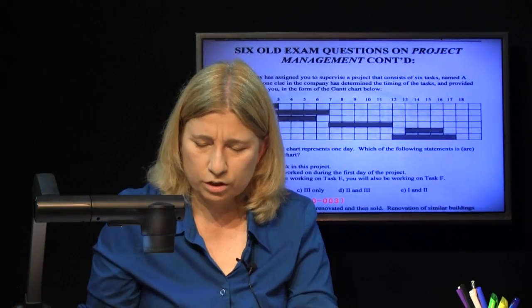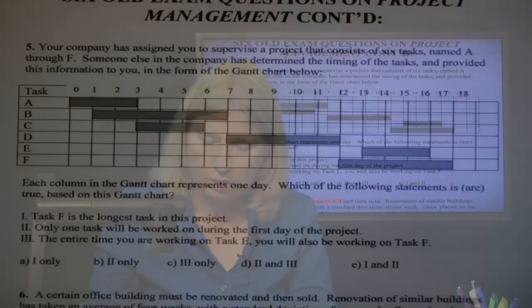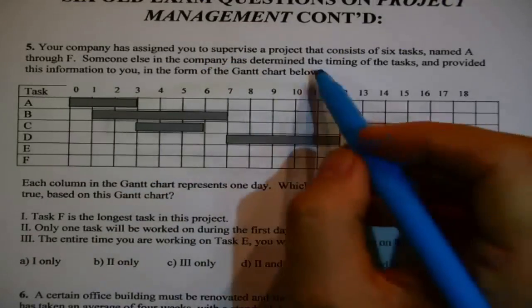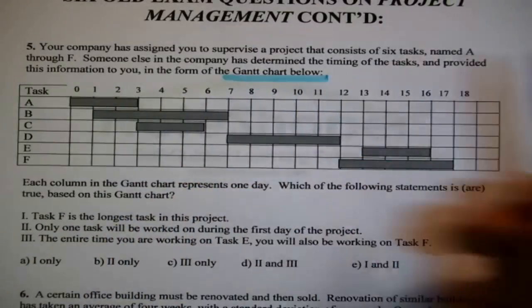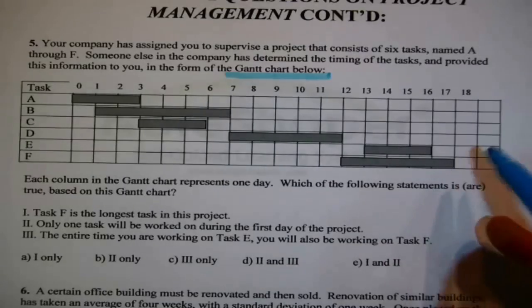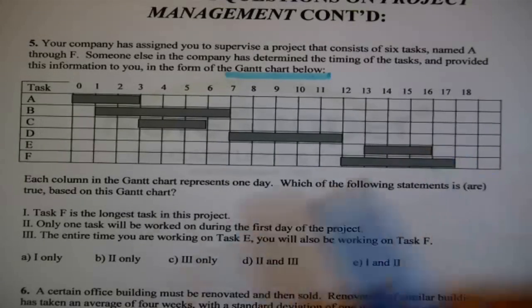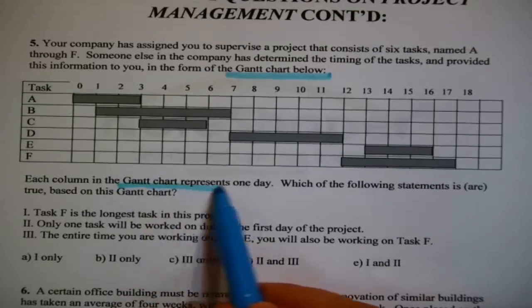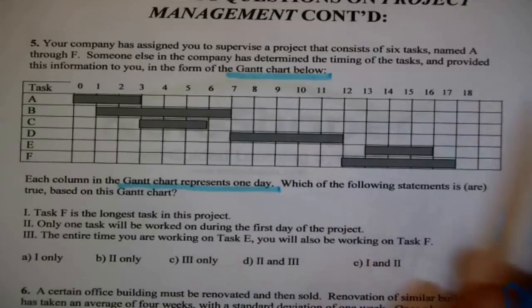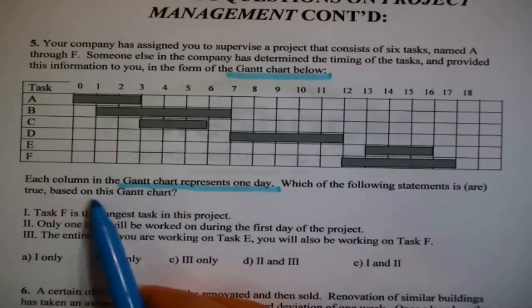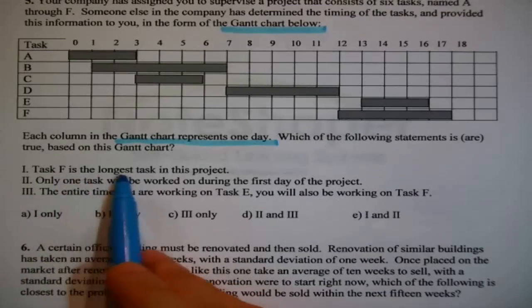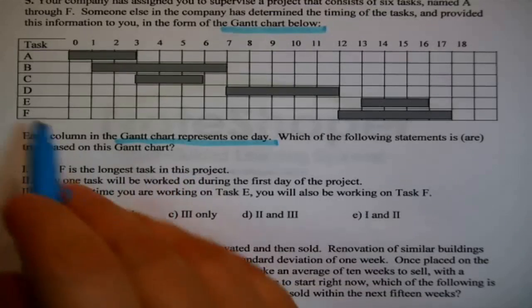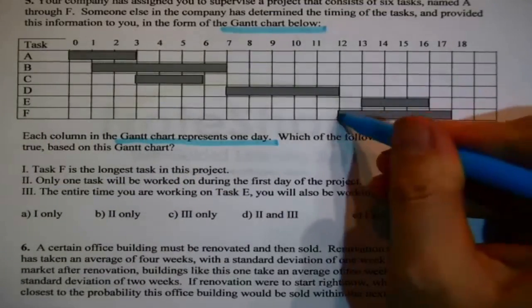Oh, good, something visual, something interpretational. Your company has assigned you to supervise a project that consists of 6 tasks, A through F. Someone else in the company has determined the timing of the tasks and has provided this information for you in the form of a Gantt chart below. So this is all figured out. This is exactly when they're going to be doing each of these tasks. Each column in the Gantt chart represents 1 day, so that's important for interpreting it. Which of the following statements are true based on this Gantt chart?